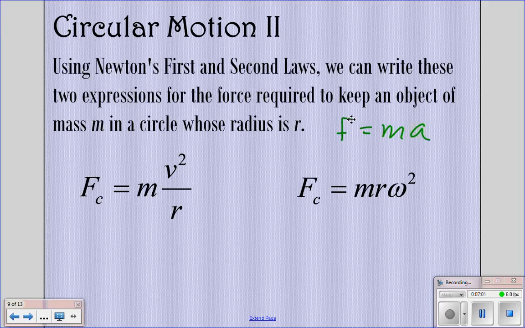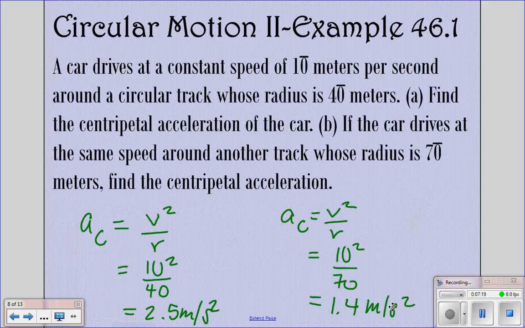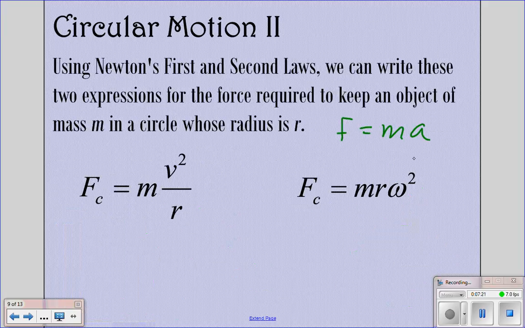So if we replace the A with the A sub C that we have up here, instead of having A, we can say either r omega squared or v squared over r instead of your A in this formula here. You can come up with these two formulas. And so that is the expression for the force that you would have to keep an object of a particular mass m moving in a circle whose radius is r.